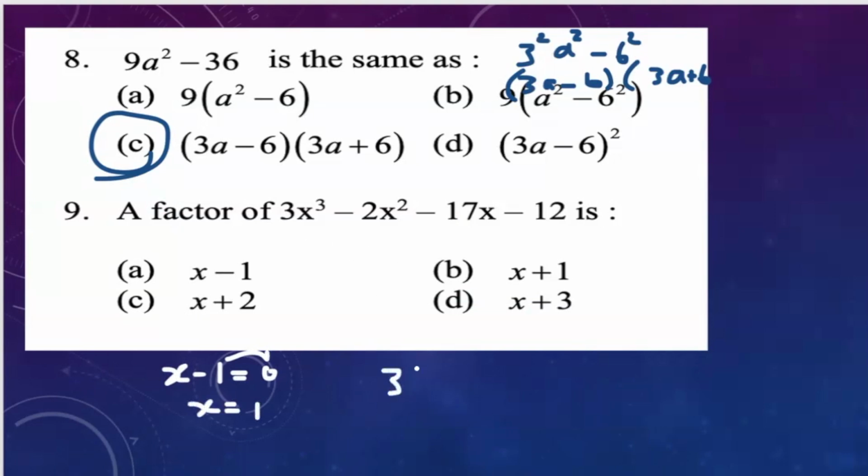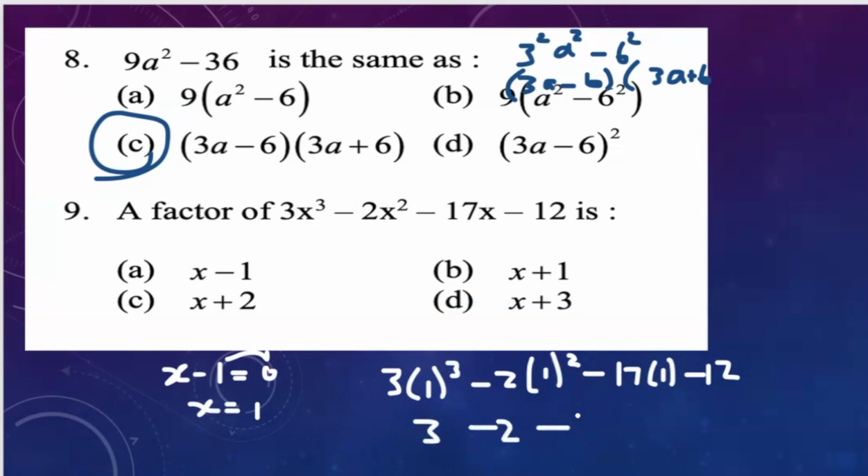So I have 3 times 1 cubed, minus 2 times 1 squared, minus 17 times 1, minus 12. So 1 cubed is 1, so 1 times 3 is 3. 1 squared is 1, minus 2, minus 17, minus 12. Just by looking at this, we can't use A. So now I have to move on to B. Let's just see if B is the answer.